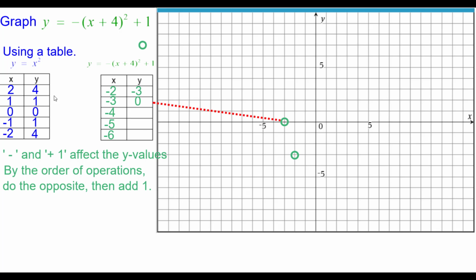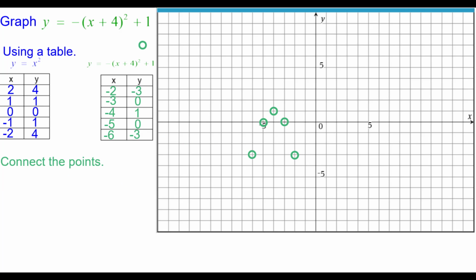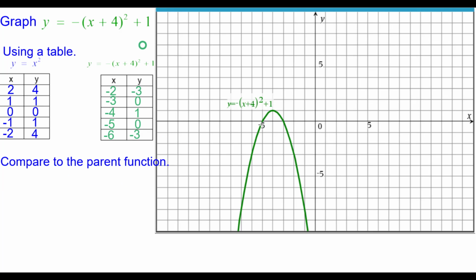We ask you to pause and finish the table, plot the points, resume when you're ready. So the opposite of 0 is 0, plus 1 is 1, negative 4, 1. Opposite of 1 is negative 1, plus positive 1 is 0, so negative 5, 0. And the opposite of 4, negative 4 plus 1 is negative 3, negative 6, negative 3. There are 5 points. Connect them to look like a parabola opening downwards, and we compare it to the parent function.